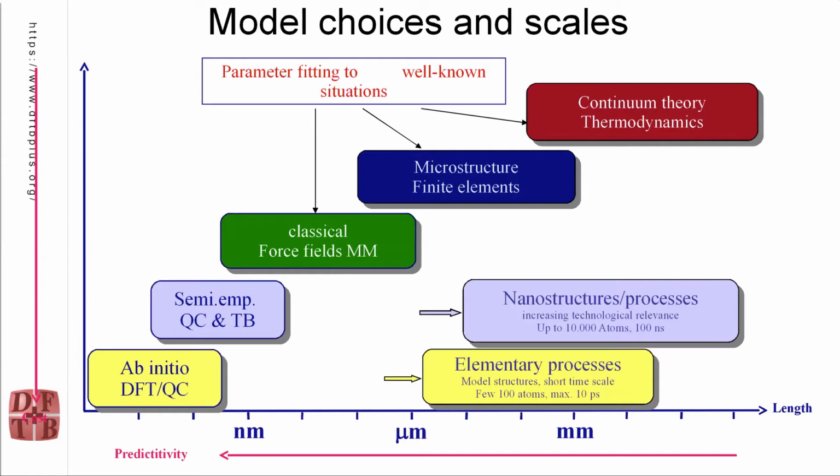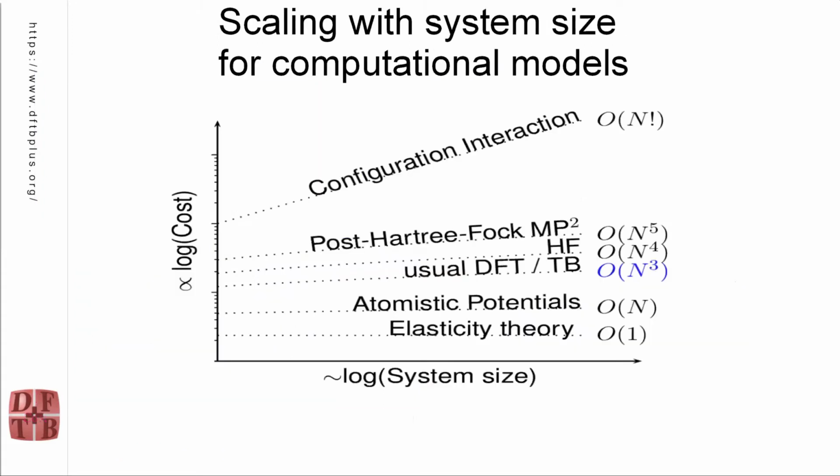And what's underpinning a lot of this is the computational costs for scaling different types of model up with system size. Depending on the community you come from, you live with different types of scaling behaviors. Quite often in the larger scales, people are dealing with things like classical elasticity, which is effectively size independent, so you can deal with vast systems and make predictions.